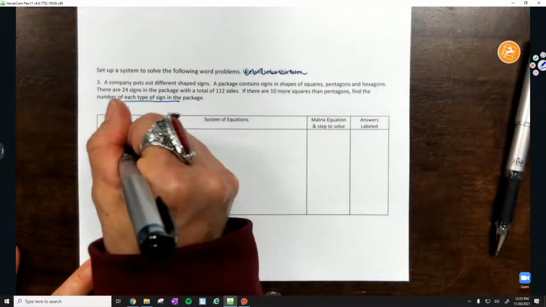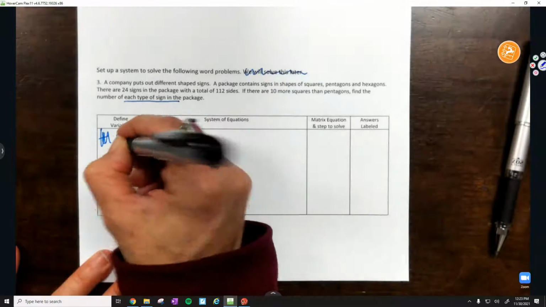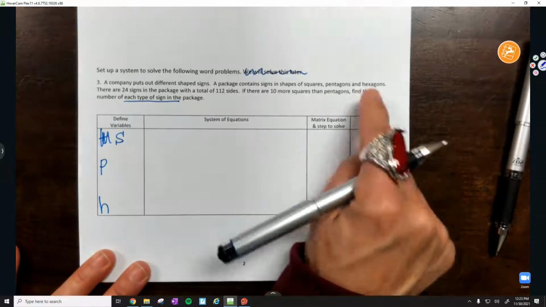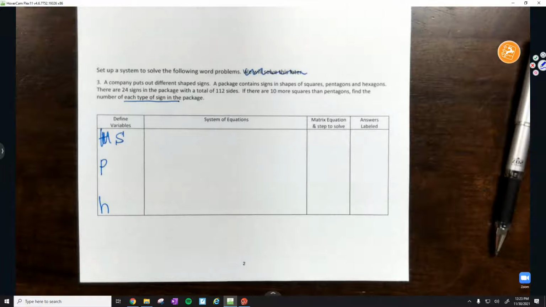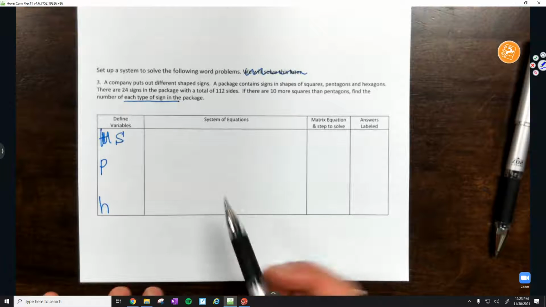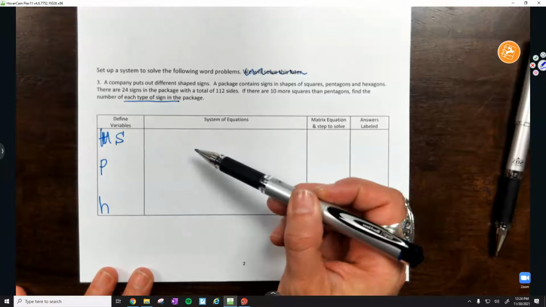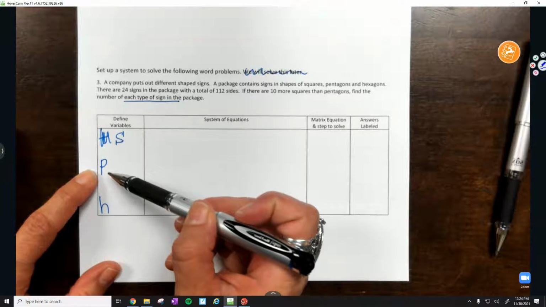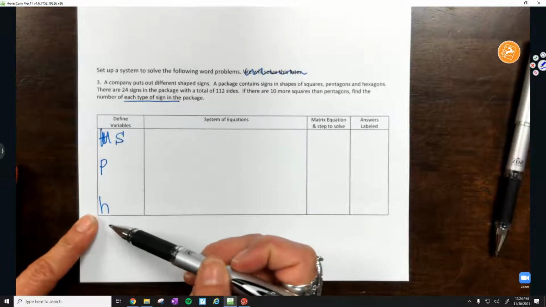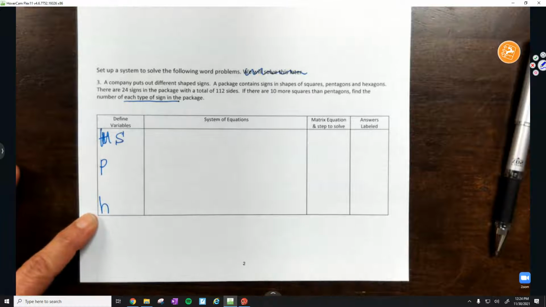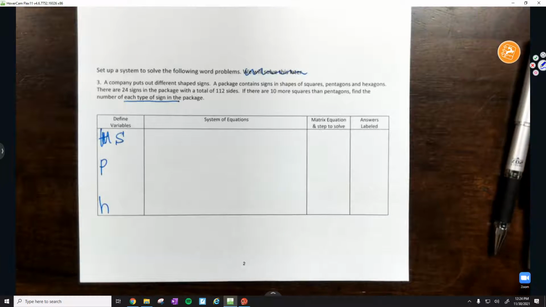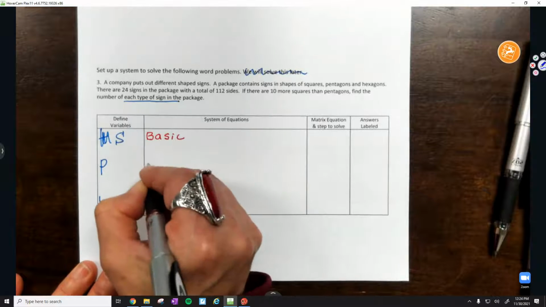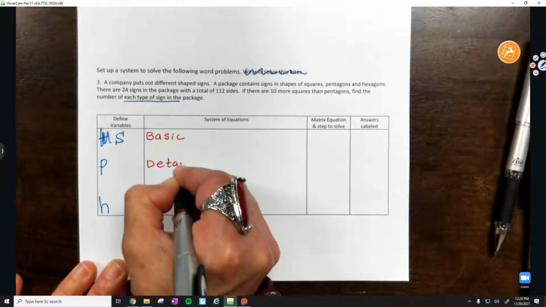We know there's a square, so I'm writing S for the square. I'm writing P for the pentagons, and I'm writing H for the hexagons. And I am going to write them in that order. All of my equations have to start with a letter S. A P is going to be in the middle, and the hexagons are always going to be the last piece of information. So, when you do this, if you follow this method, this is the best advice I have for you.